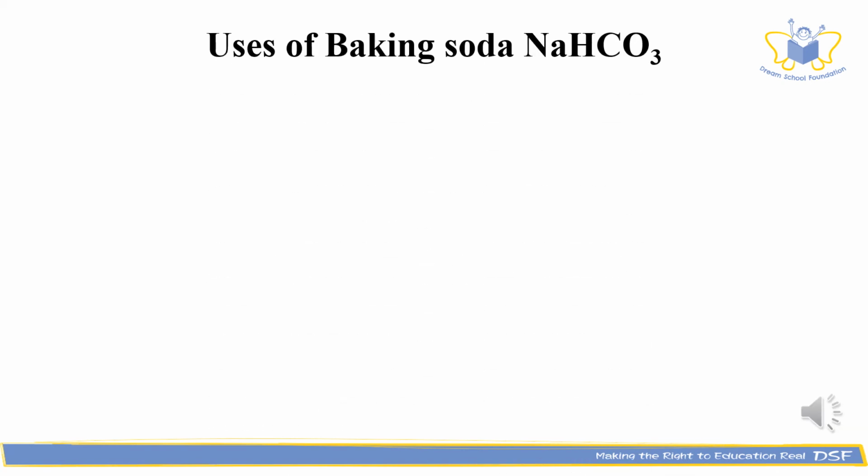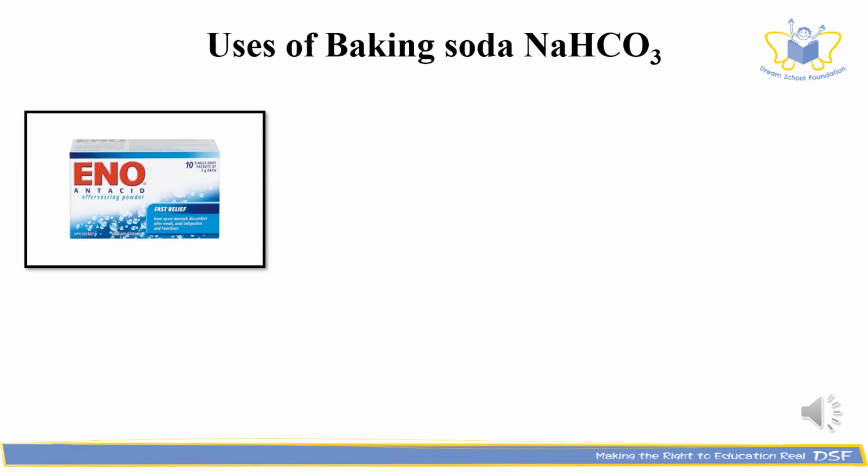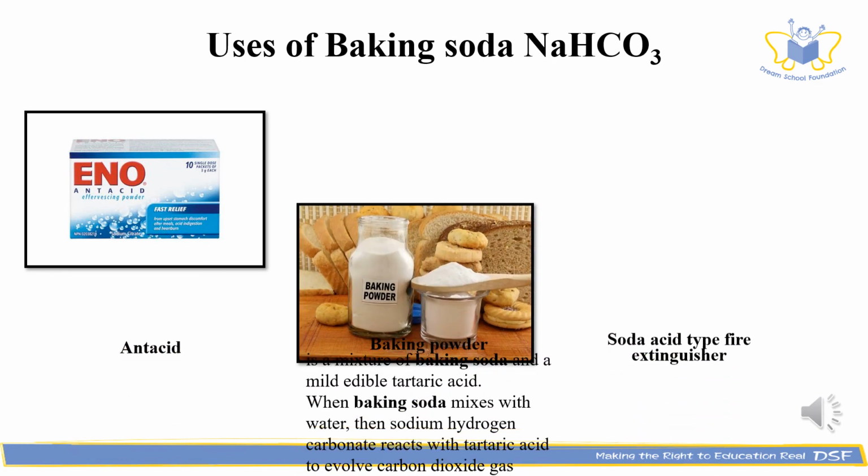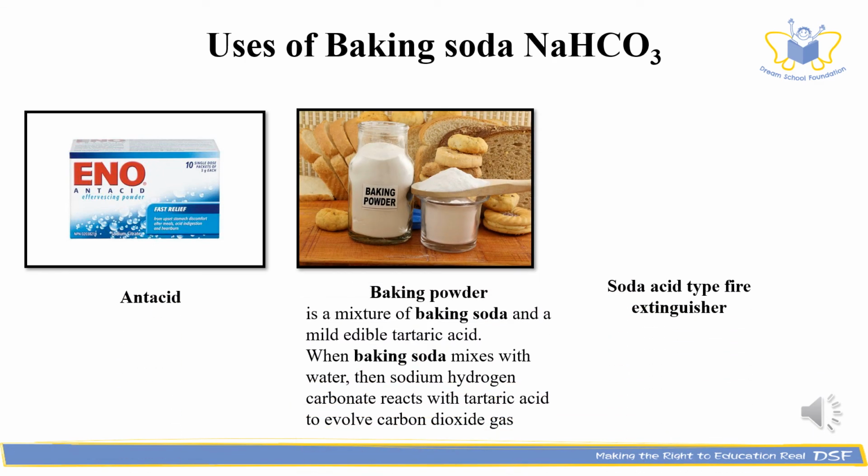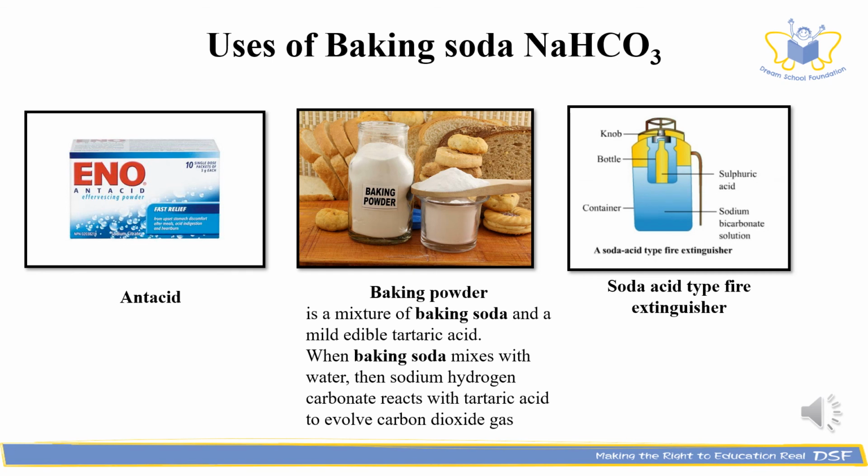Uses of baking soda. First one, it is used as an antacid in medicine to remove acidity of the stomach and provides relief. Second, it is used in making baking powder. Baking powder is a mixture of baking soda and a mild edible acid, tartaric acid. When baking powder mixes with water, sodium hydrogen carbonate reacts with tartaric acid to evolve carbon dioxide gas. This gas produced in the reaction causes bread or cake to rise, making them soft and spongy. Third, it is also used in soda acid fire extinguishers.